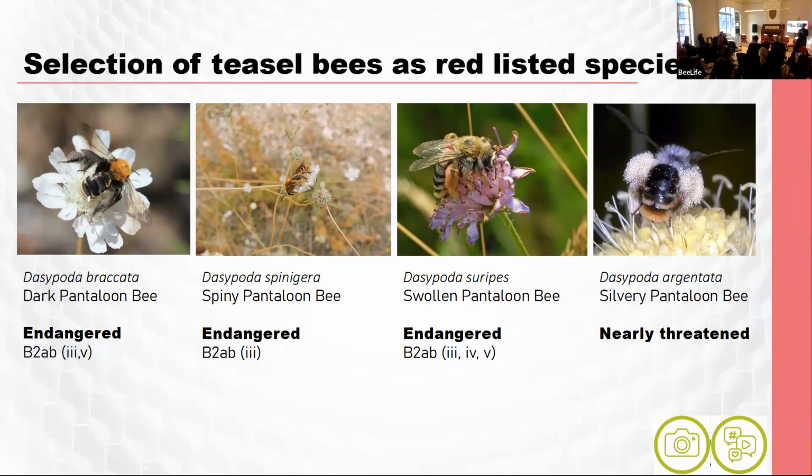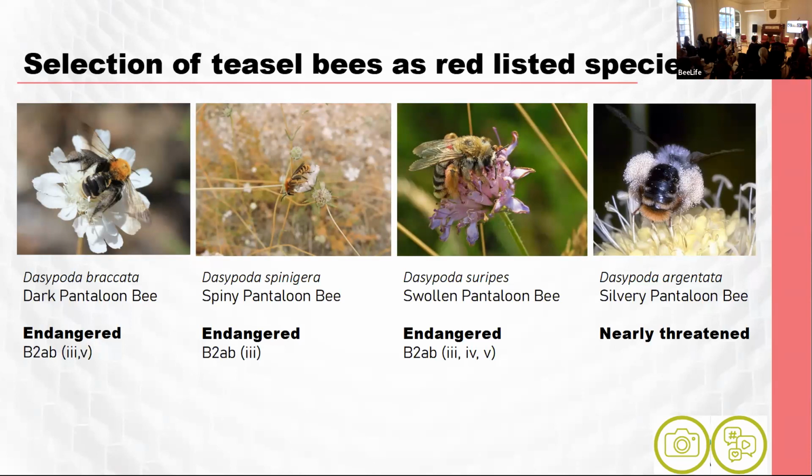So we have this beautiful species that is threatened because it is associated with a plant that is declining, a Caprifoliaceae, Scabiosa. It's a grassland species, and there are many threats that I will look at. Here you have the category of this beautiful species, what we call the pantaloon bees, because they have huge hair here.